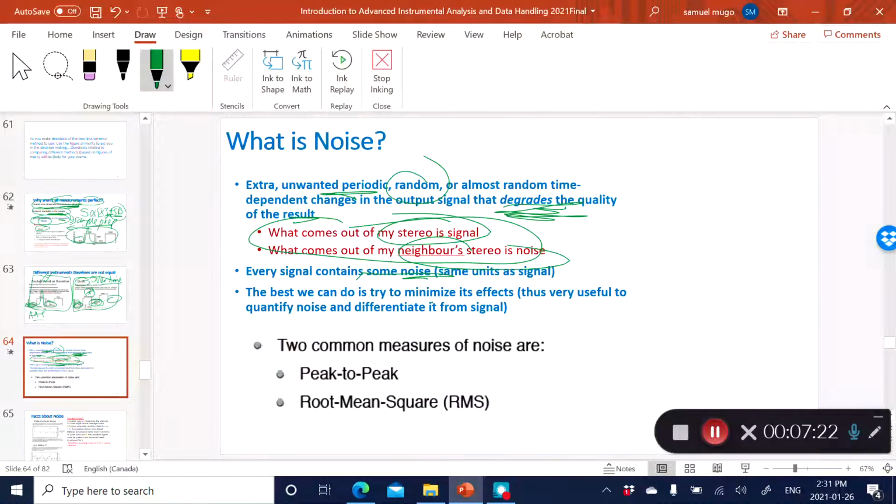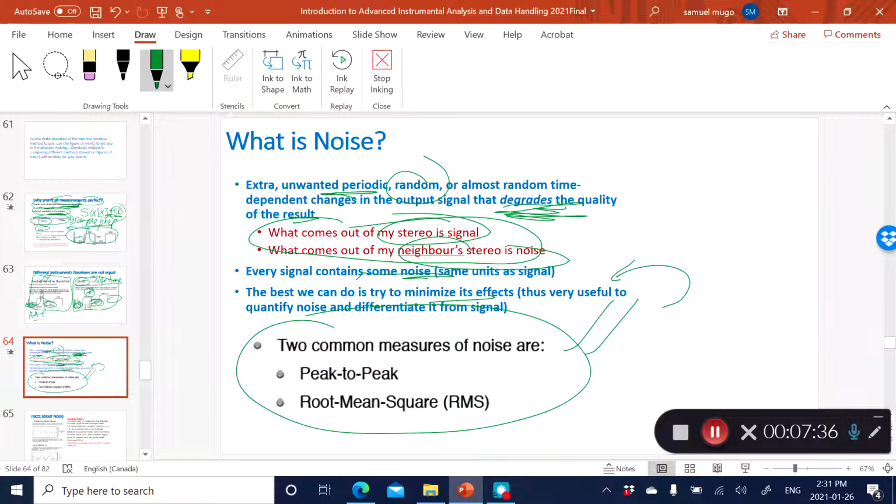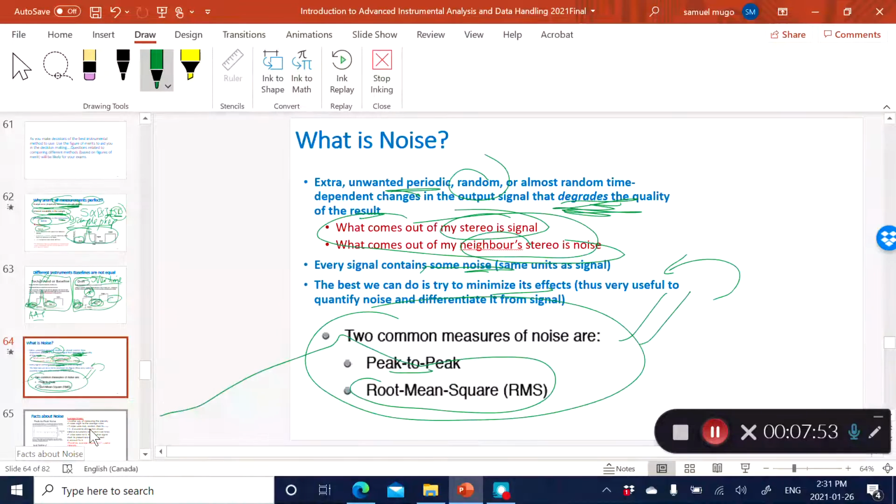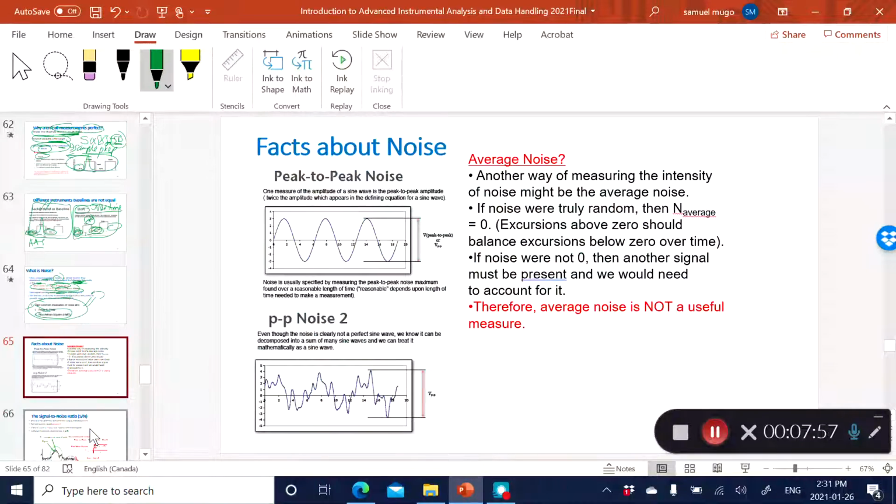But before you minimize it, I think it's very important for us to discuss how you quantify noise. How do you quantify how much noise is actually present in the signal? And that's very, very important, of course, before you go into minimizing it. Now, there are two ways of calculating or quantifying noise. It's what you refer to as a peak-to-peak noise calculation, and there's what you refer to as the root mean square noise, which is fairly easily calculated, as I'm going to show you in the next slide.